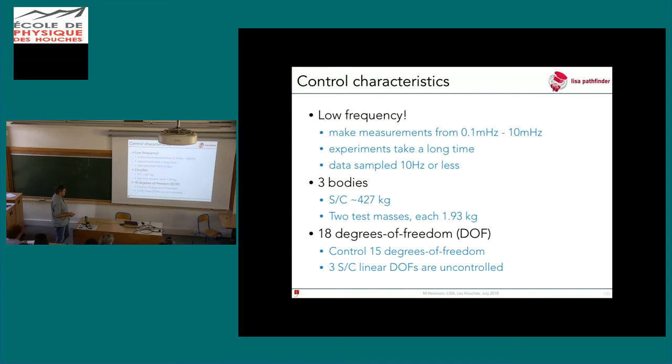We leave the linear degrees of freedom of the spacecraft effectively uncontrolled, so we don't control the orbit of the spacecraft, only its pointing within the orbit. One of those degrees of freedom, of course, is our drag-free one. It's the one that in LISA is the x-axis of the test mass. It's the measurement axis.